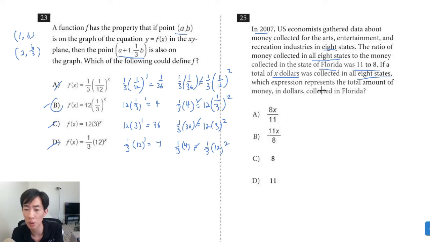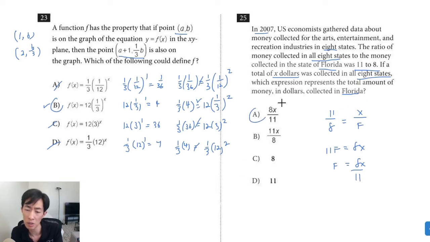So you can actually just set up a simple proportion for this. We know that the ratio of the 8 states to Florida was 11 to 8. And then they're telling us that X dollars was collected in those 8 states, and now we want to know Florida. So notice we've got 2 unknowns, but all the answers are in terms of an X. So they want to know what's the amount of Florida. Let's just get F by itself. So cross multiply, you get 11F equals 8X. Divide both sides by 11. You get 8X over 11. And so that's choice A.